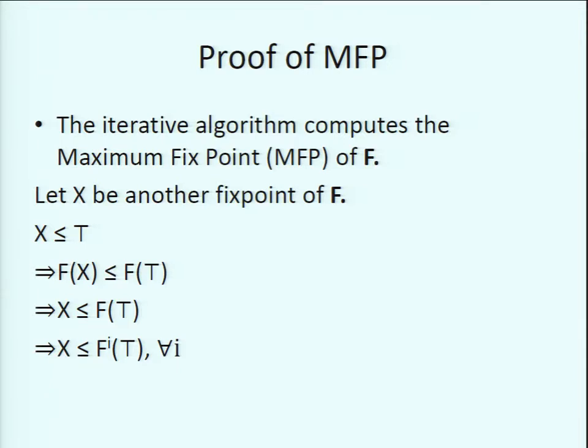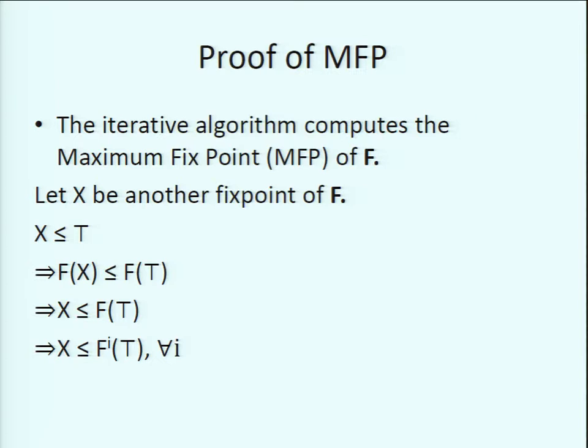So let x be another fixed point of f, and we know that x is going to be less than or equal to top, because any element is less than or equal to top. Top is right at the top of the lattice, and x is some other element of the lattice. Right? It's a fixed point, but it's some other element of the lattice. So therefore x is less than top.